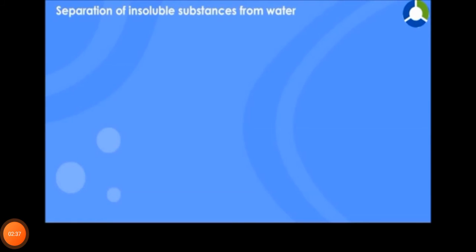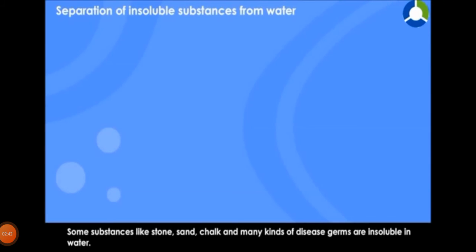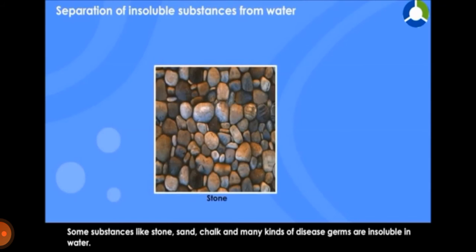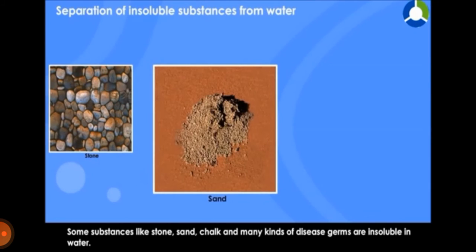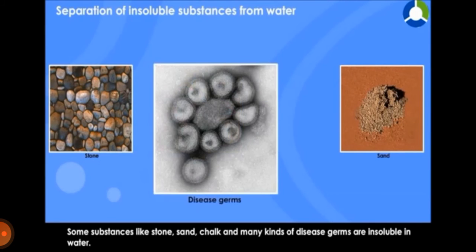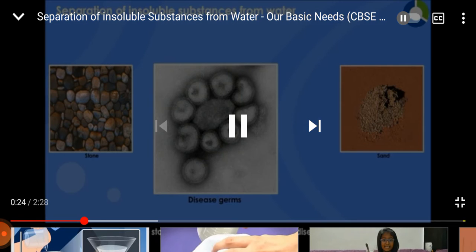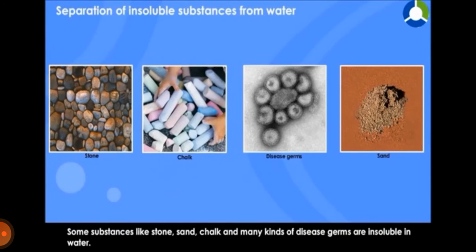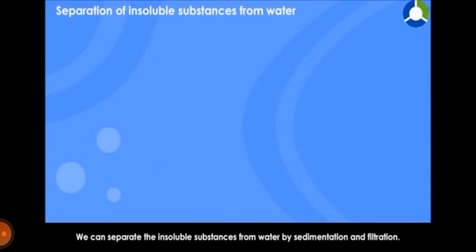Separation of insoluble substances from water. Some substances like stone, sand, chalk, and many kinds of disease germs are insoluble in water. We can separate the insoluble substances from water by sedimentation and filtration.